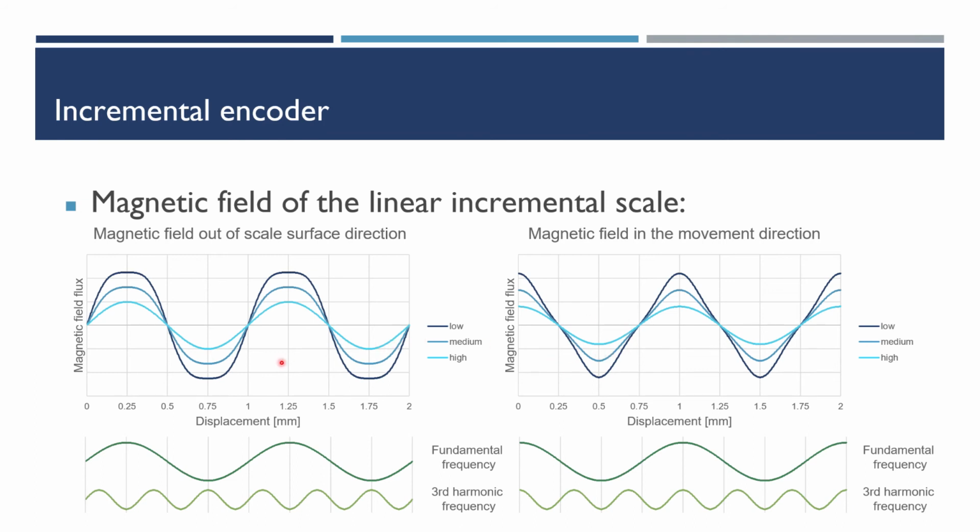This is because of the existence of the third order harmonics, whose frequency is 3 times the fundamental frequency. That's why it's called the third order harmonics. Also, the field provided by the scale will be much more sinusoidal with increasing flying height. The magnitude of the field strength will also be lower.